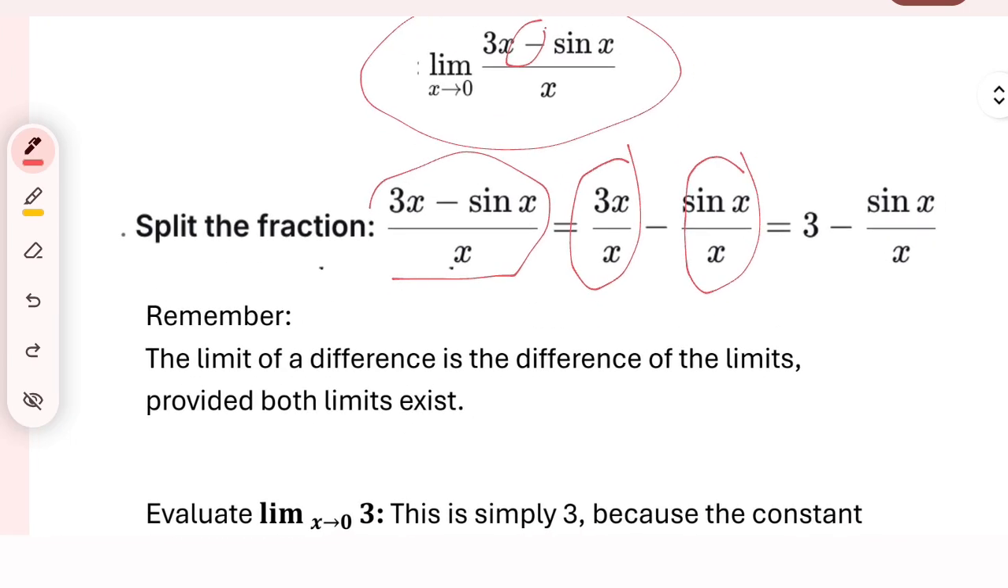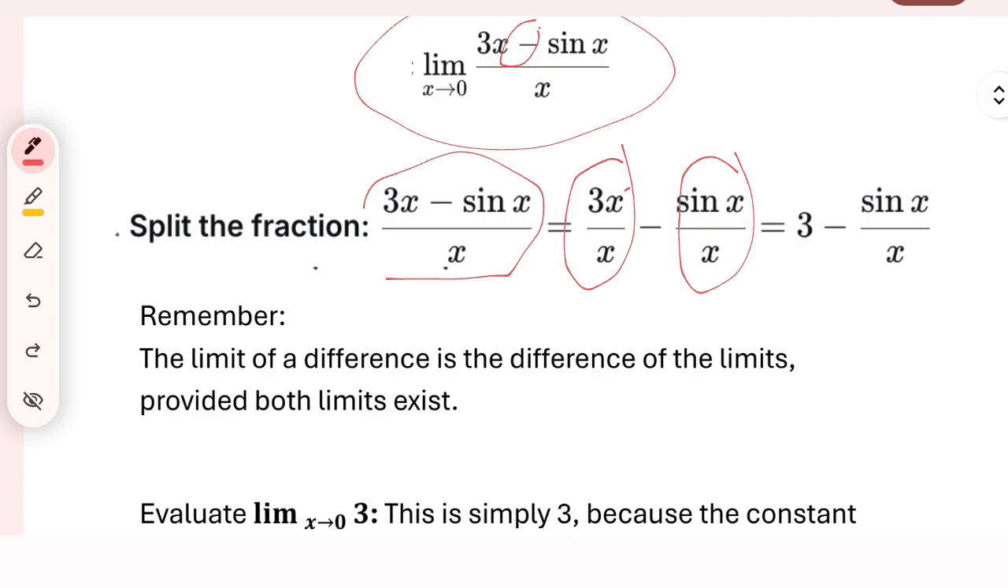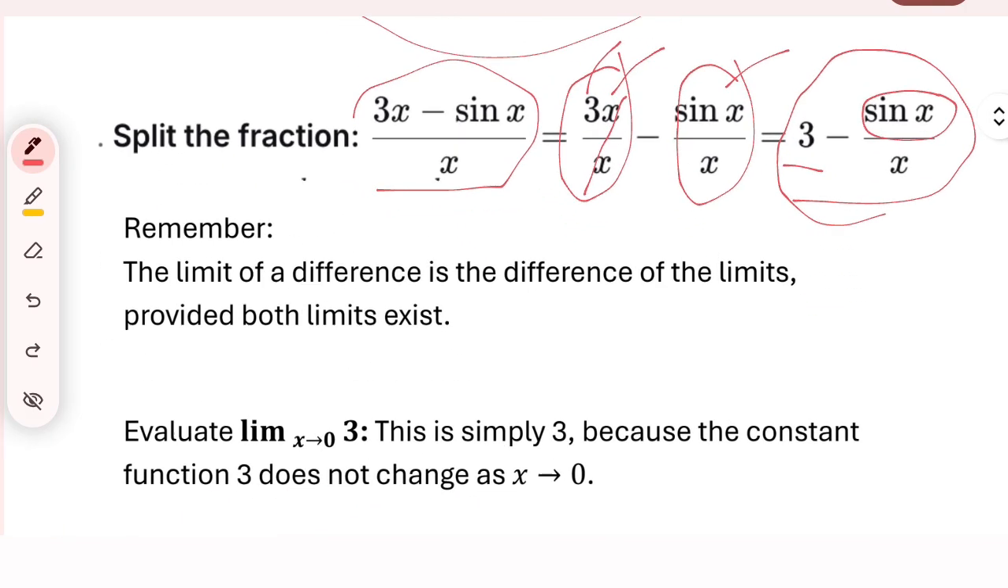Once you split it into fractional form, in the first fraction you could cancel out x, because that's a factor 3 multiplied to a factor x divided by x. So you could cancel the factor x. What is left is 3. And of course, never cancel x in the second fraction, because in sine x these are not two factors, so you cannot separate those two. It should stay sine x divided by x. Now we have simplified it into 3 minus sine x over x.